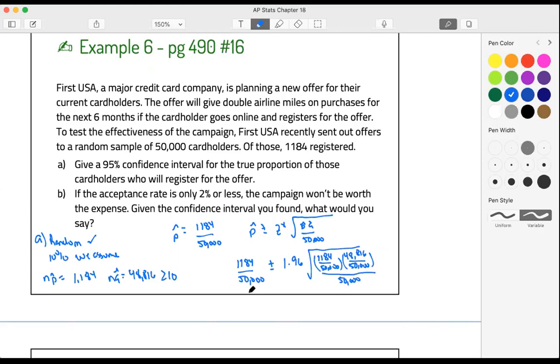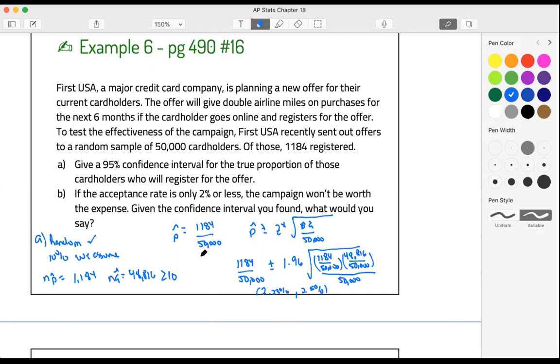And when we do that, we end up getting 2.23% to 2.5%. And that is my confidence interval for part A. All right, part B. If the acceptance rate is only 2% or less, the campaign won't be worth the expense. Given the confidence intervals you found, would you say that?